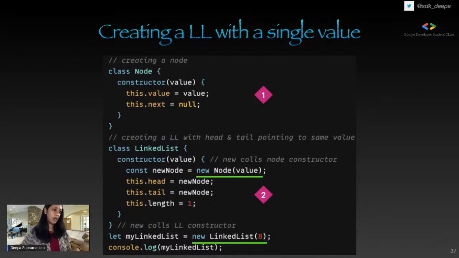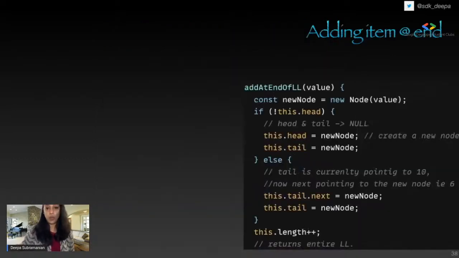And note that we are also using the new operator here, which calls a node constructor. And then down here, we are using the new operator again to create a linked list with the new keyword. And here also the value is 8. And note that the head and tail are pointing to the new node, which is nothing but 8 here. And the length is also 1. So now let's see how to add an item.